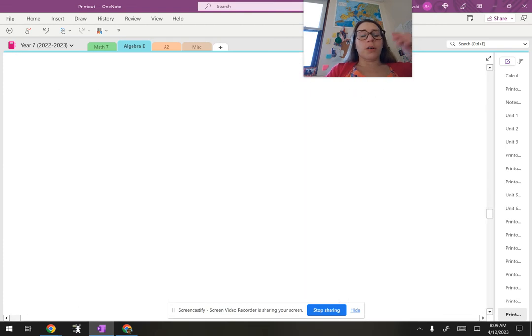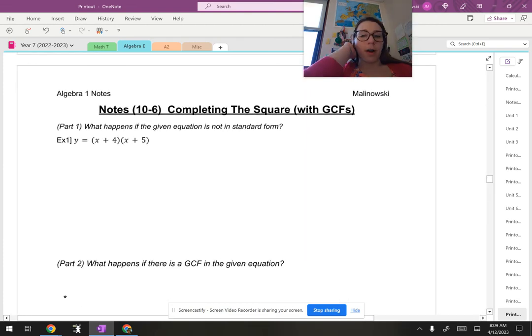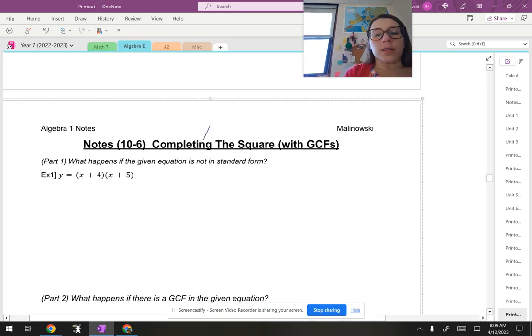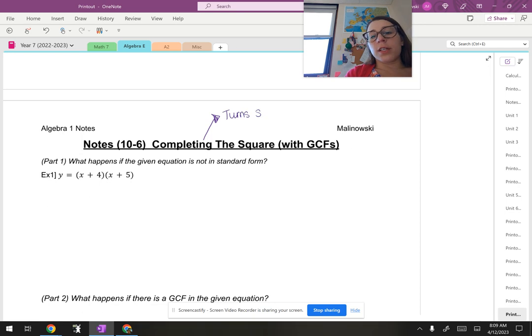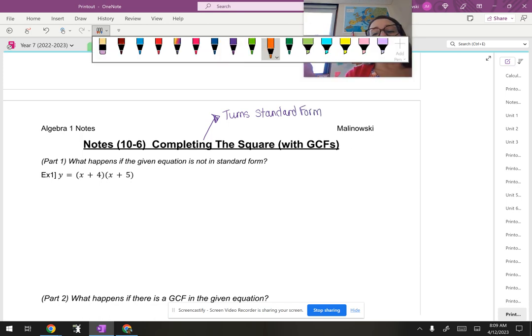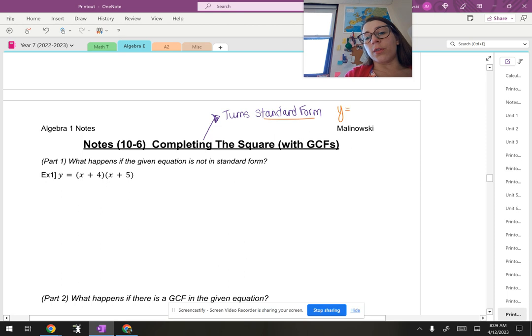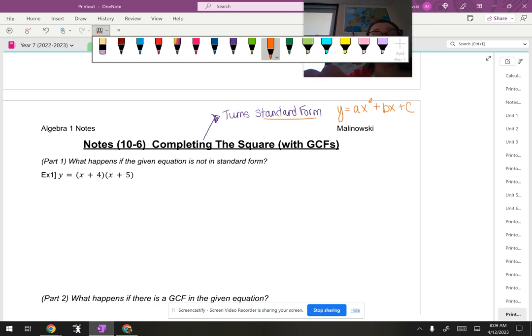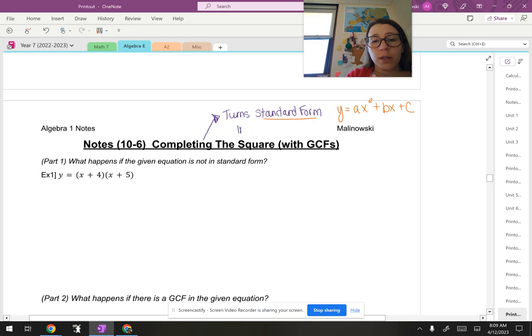All right, so here we're looking at algebra notes for completing the square with GCFs. So again, completing the square is the process that turns standard form, and if you recall, the standard form of a quadratic equation is y equals ax squared plus bx plus c, into vertex, aka shifted form.